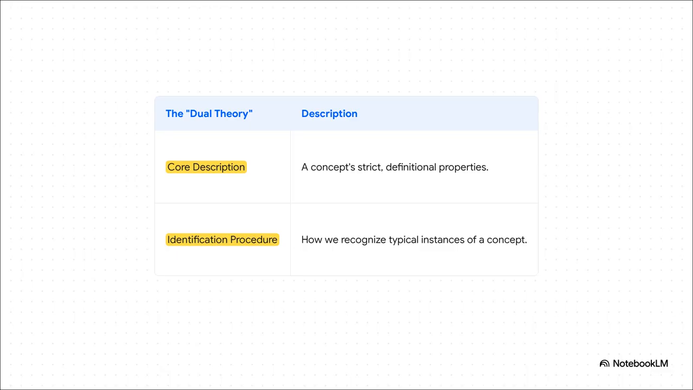Research actually points to something called a dual theory for how we handle concepts. So on one hand, you've got the core description. That's kind of like the dictionary definition. For a bird, it's a warm-blooded vertebrate, has feathers, the whole deal. But then on the other hand, you have the identification procedure. And that's how you actually spot a bird in the wild. It's your mental picture of a typical bird, like a robin or a sparrow, that lets you see one and instantly go, hey, a bird, without having to run through a biological checklist. Both of these parts are absolutely crucial to the same mental model.